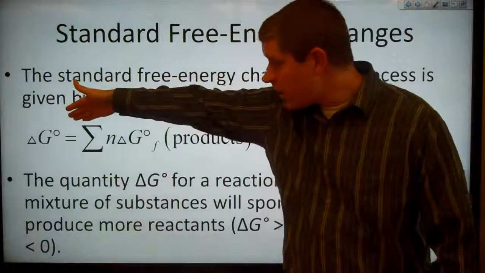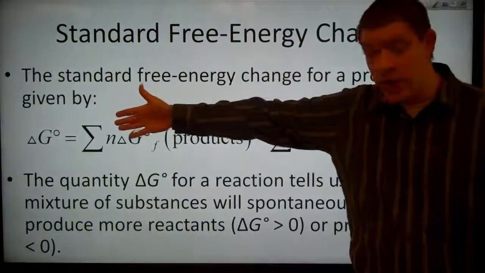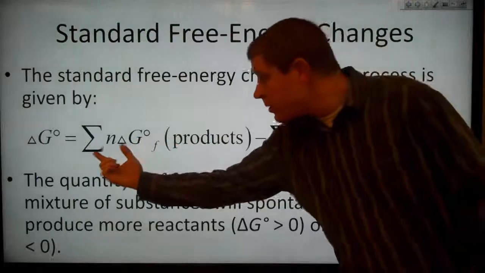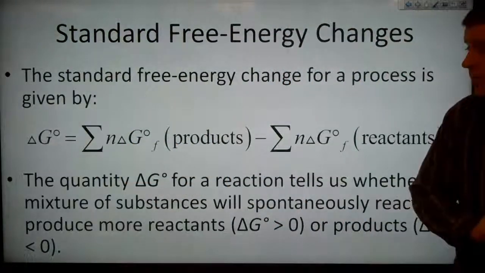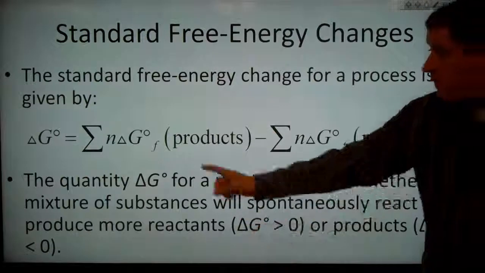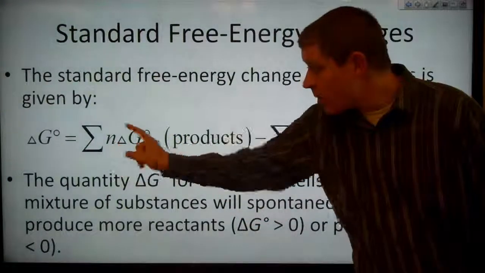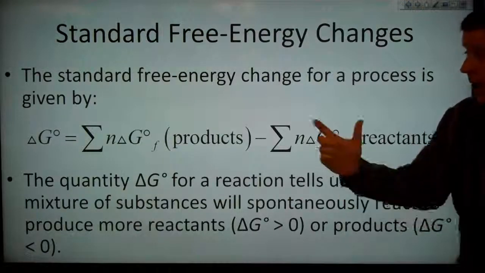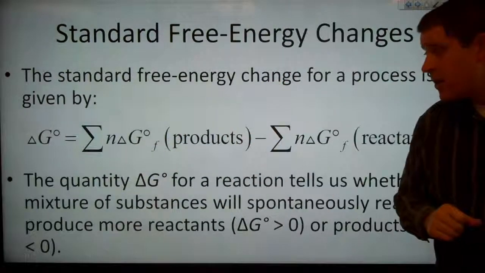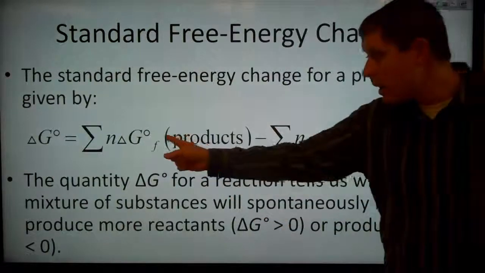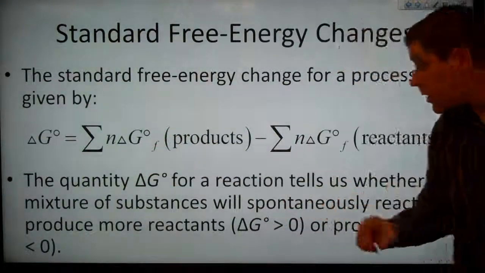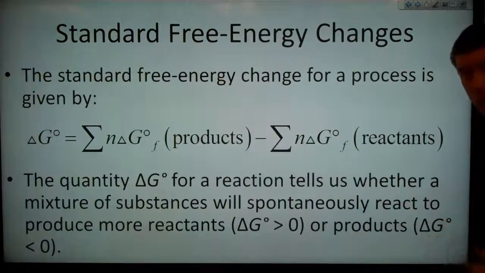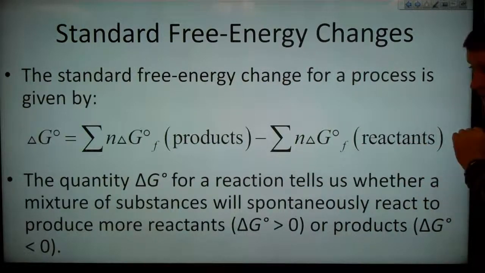So we have delta G naught, the standard free energy change, the standard Gibbs energy change, is equal to the sum over all the products of the stoichiometric coefficient n on the product times the standard Gibbs energy of formation, minus a similar sum over all of the reactants.